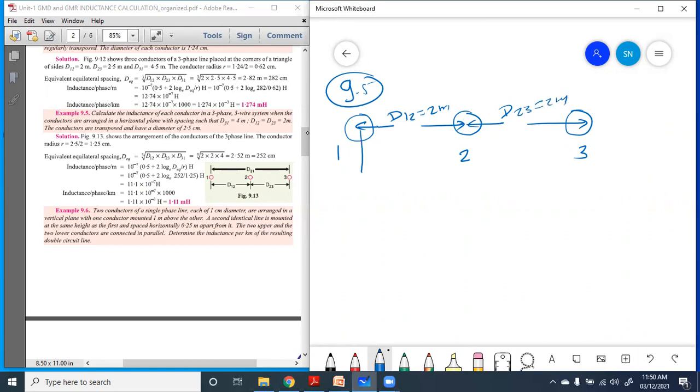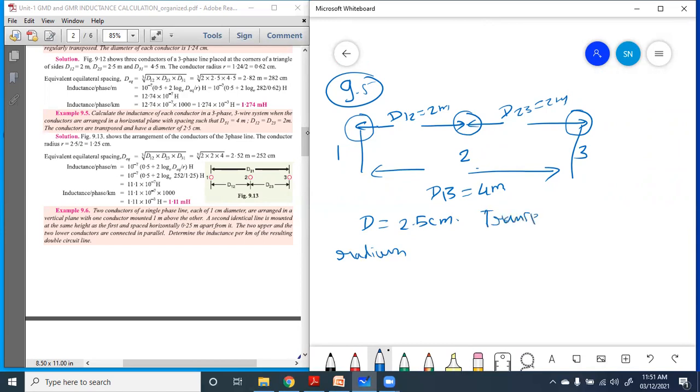And what is the distance between 1 and 3? That is called D31 or D13, equal to 4 meter. This is the given condition. Also given that the diameter of each conductor is 2.5 centimeter. Now what is the radius of the conductor? Also given that this is a transposed line, a three-phase transposed line. In this case we need to calculate the equivalent equilateral spacing.